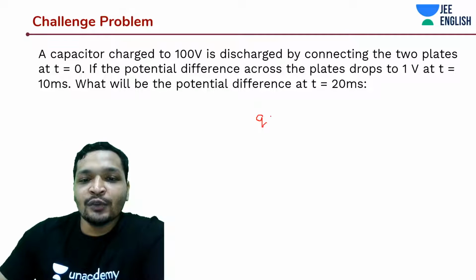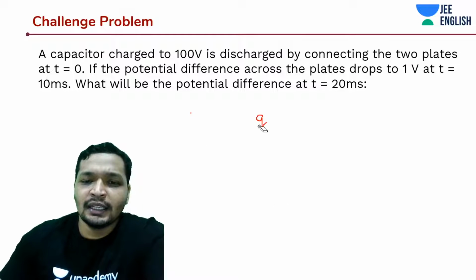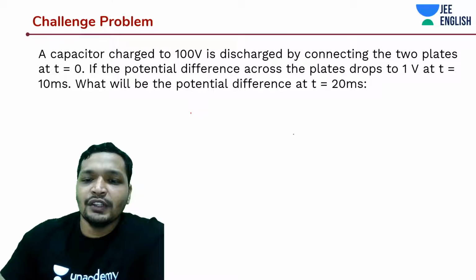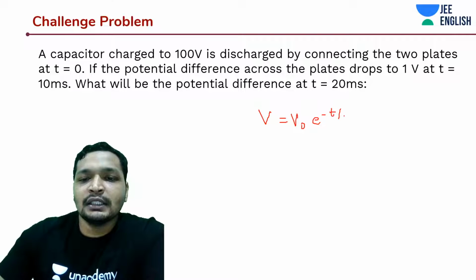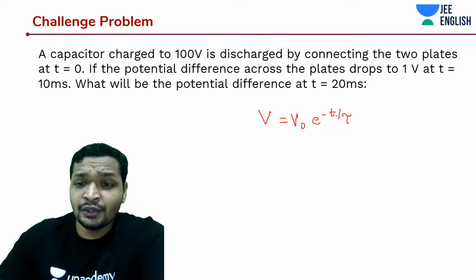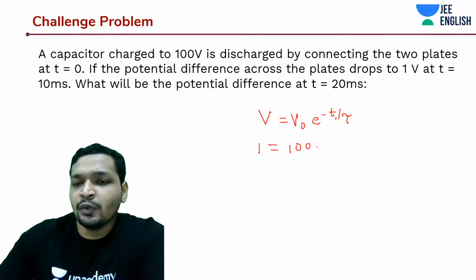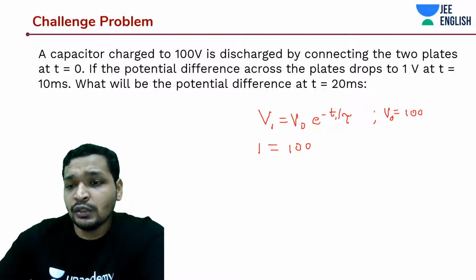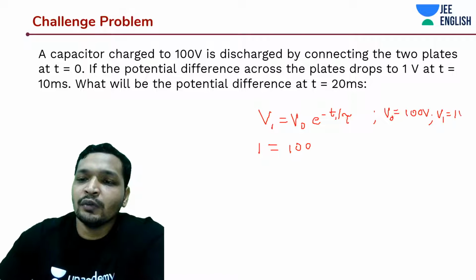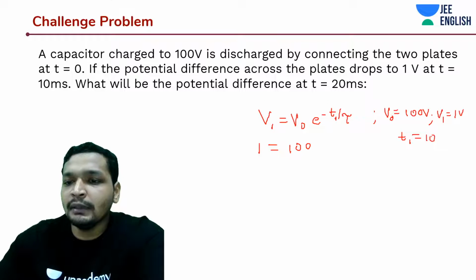So you're going to write Q is equal to Q naught. Instead of that, I'm going to write V is equal to V naught this time. Let's not do that Q by C again and again. Let's just write it down as V is equal to V naught e to the power minus T by tau. And this is going to be at time 10 milliseconds, so I'm just keeping it as T1. And what happened? It became 1 volt. The initial potential across it was 100 volts. Let's keep it as V1, V naught is equal to 100 volts, whereas V1 is only 1 volt. And the value of T1 is also given to you. T1 is equal to 10 milliseconds.